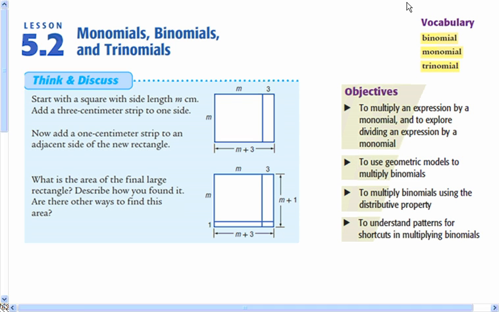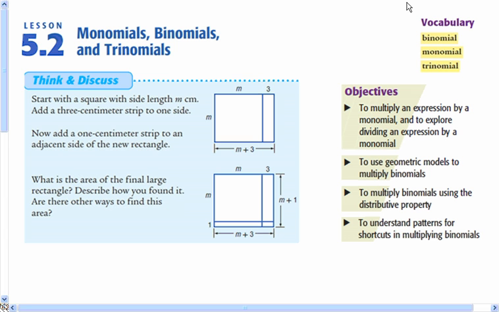Hey class, this is lesson 521. In this lesson, we're going to learn how to multiply bigger expressions together. To do that, we're going to use geometric models to multiply them, and we're actually going to learn some new words here. That's why I can't really explain what the objective is so much, because you won't even know what the words are. But in a second, I'll get back to that.